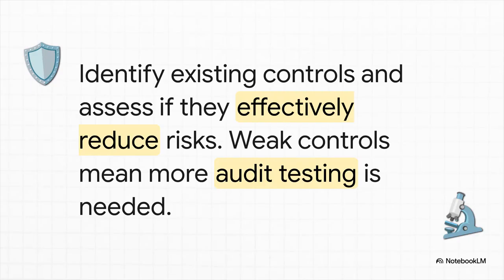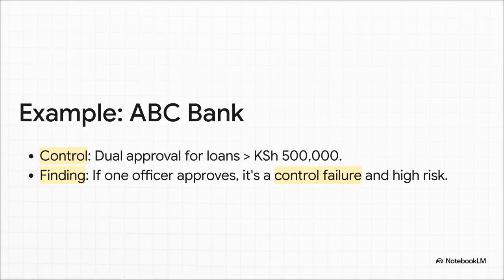So we know what the big, scary risks are. The next logical question is, well, what is the company already doing about them? Step 5 is all about finding the company's existing controls and figuring out if they're actually working to lower those risks. So let's say ABC Bank tells you they have a control. Any loan over 500,000 shillings needs 2 different people to approve it.